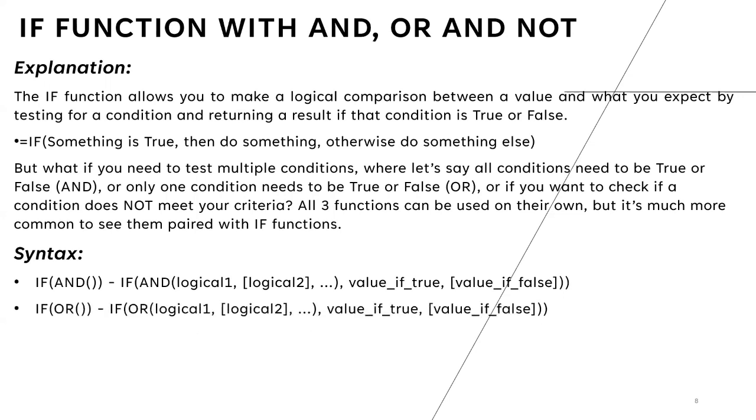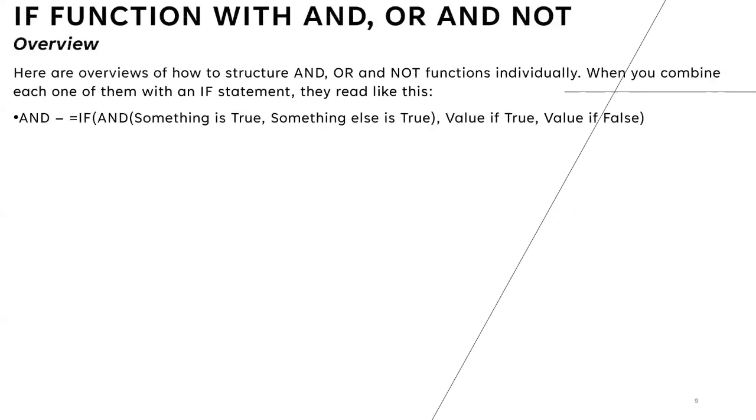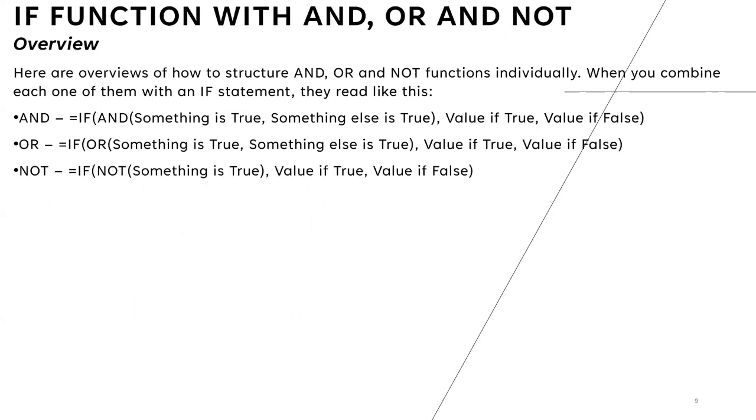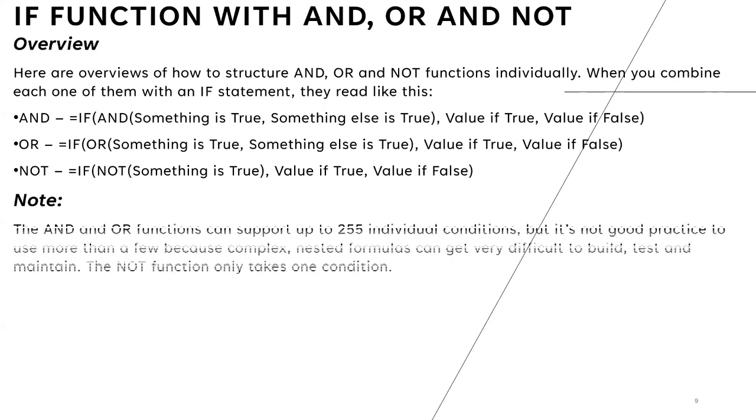If using with OR: IF, OR, logical function 1, logical function 2, then value if it is true, followed by value if it is false. If NOT, then logical function and then value if true and value if false. Here we have explained the syntax in simple, pure English. We have already discussed it, so I will not spend much time on this again.